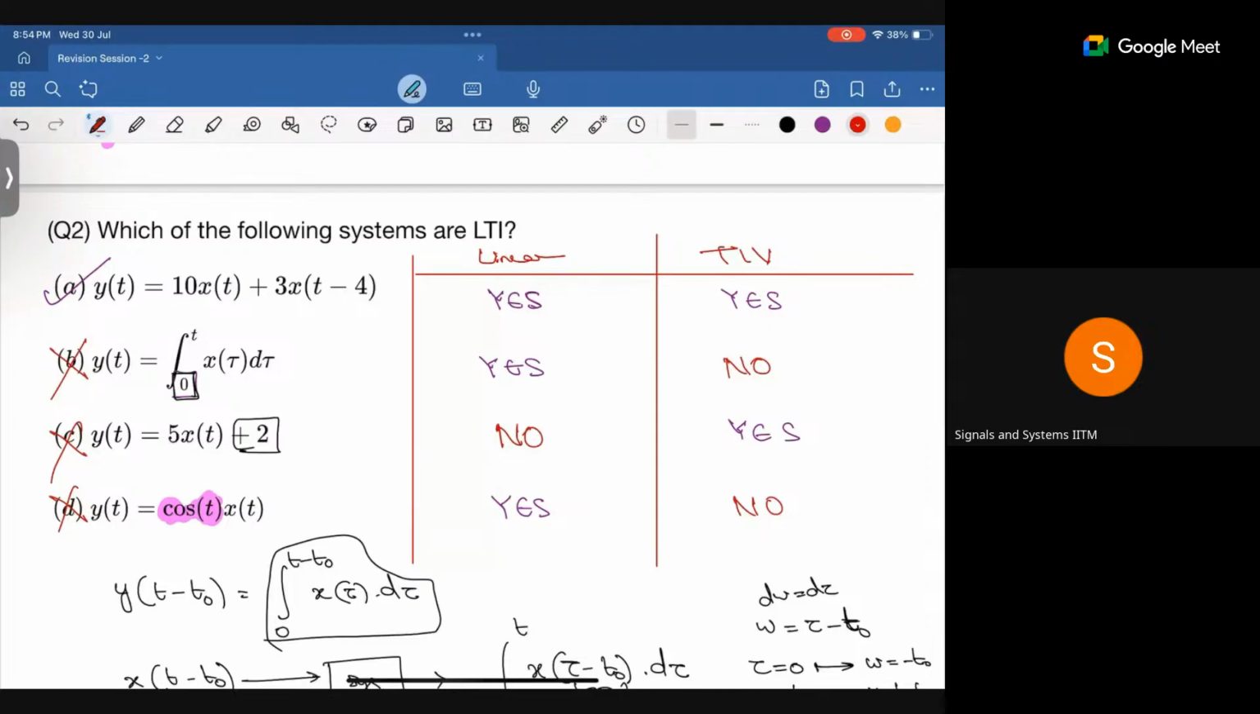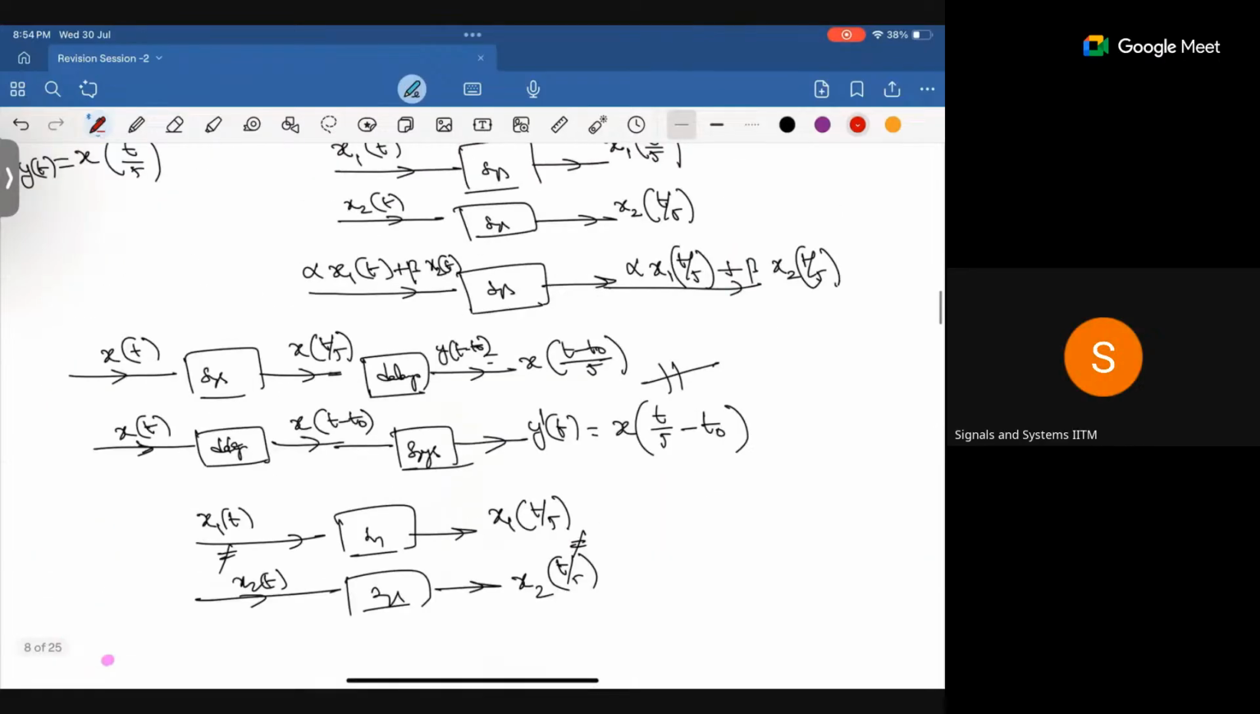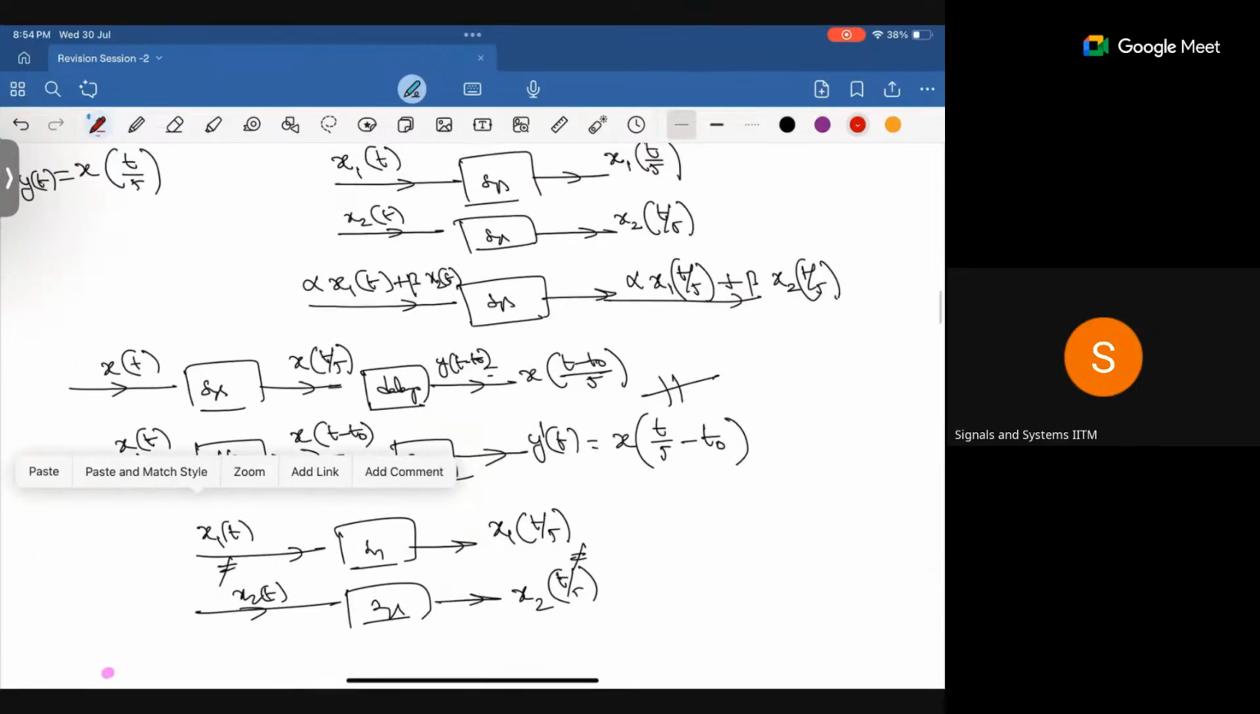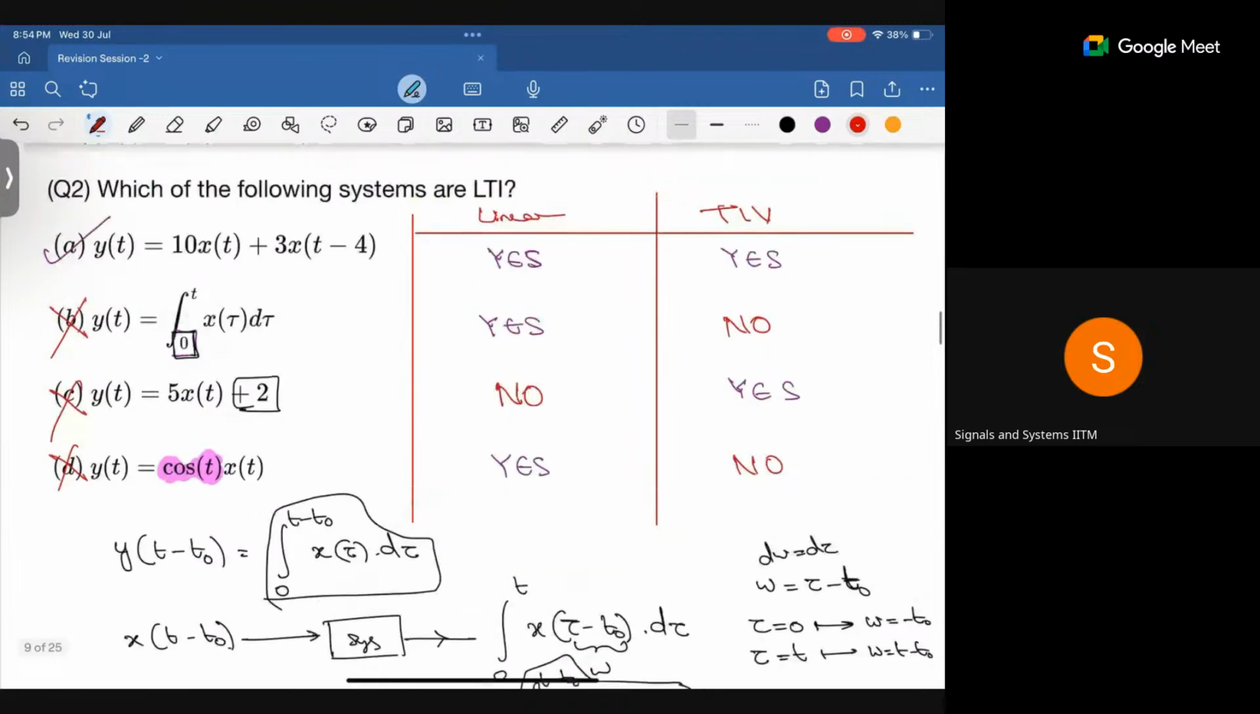Okay. So yeah, practice more problems like this. At least for LTI systems, and definitely given the input output relationship, you should know to comment on all the properties.